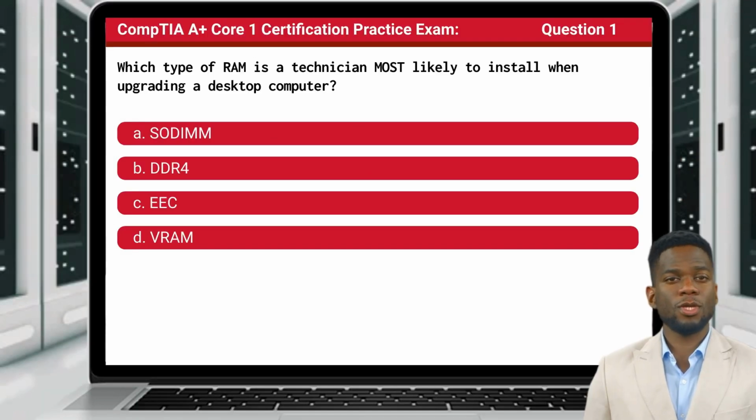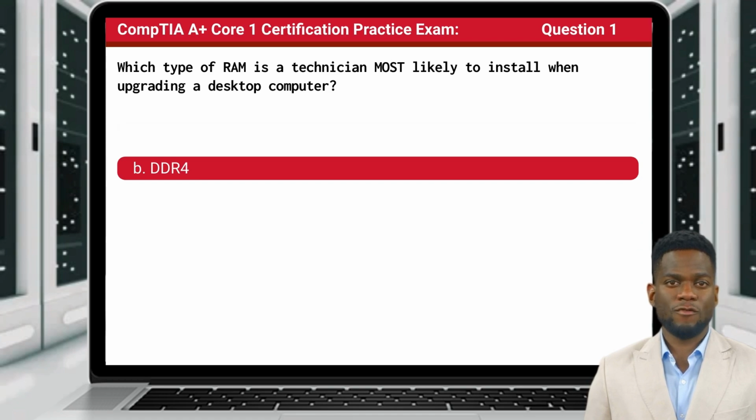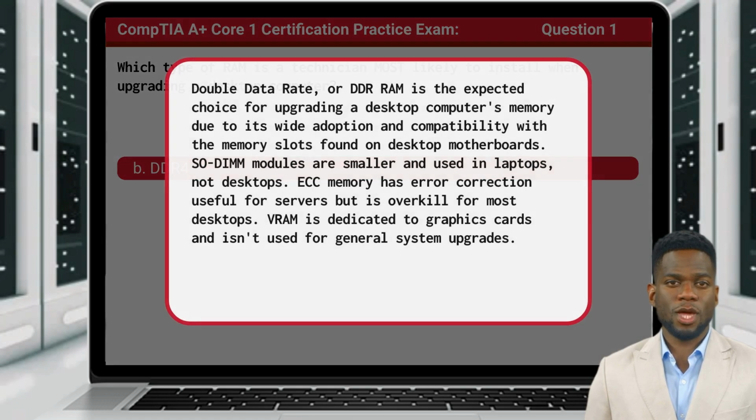Question 1. Which type of RAM is a technician most likely to install when upgrading a desktop computer? The answer is B, DDR4. Double data rate, or DDR RAM, is the expected choice for upgrading a desktop computer's memory due to its wide adoption and compatibility with the memory slots found on desktop motherboards.